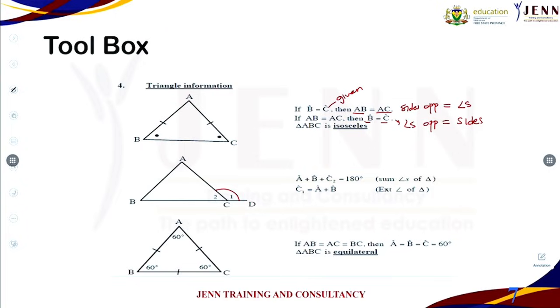And then the third one under triangle information is that if you are given that AB is equal to AC, which is also equal to BC, then angle A will be equal to angle B, which is also equal to angle C. All of these three angles will definitely be equal to 60 degrees. And if that's the case, that simply means triangle ABC is an equilateral triangle. So this is the toolbox that you must have in mind whenever you answer circle geometry.